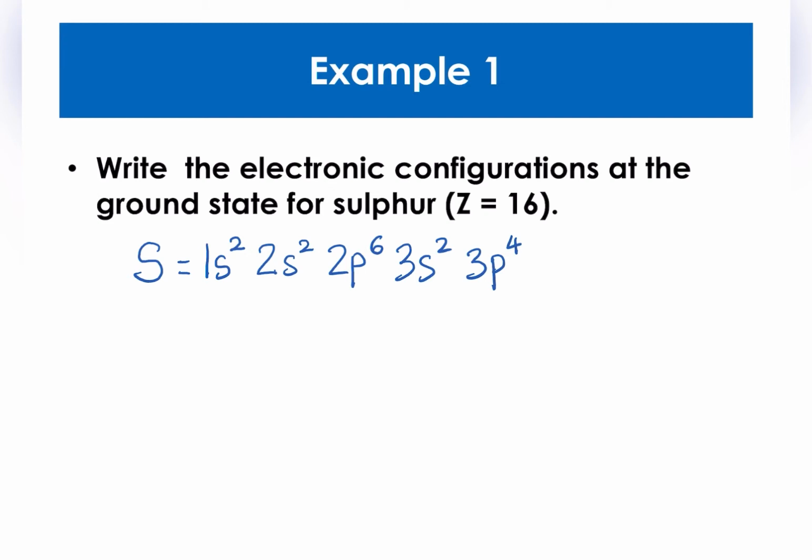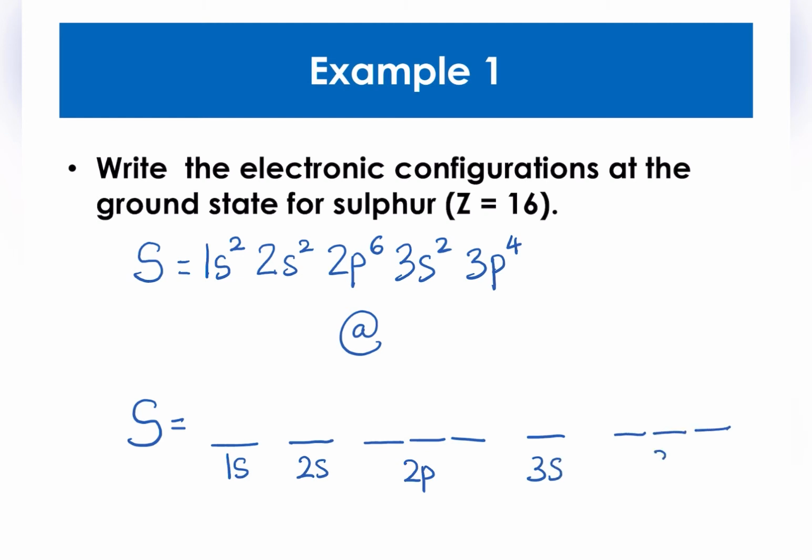How about in form of orbital diagram? So I can put also as orbital diagram. So for example, I use the line. So one line for 1s, one line for 2s, 3 lines for 2p, 1 line for 3s, and 3 lines for 3p. And after you complete the lines, now I'm going to put the electrons. 1, 2, positive half, negative half. 1, 2, 3. Follow Hund's rule. 4, 5, 6. 1, 2. And then we got 4 in 3p. 1, 2, 3, 4. So that's how you do the electronic configuration in form of orbital diagram for sulfur.